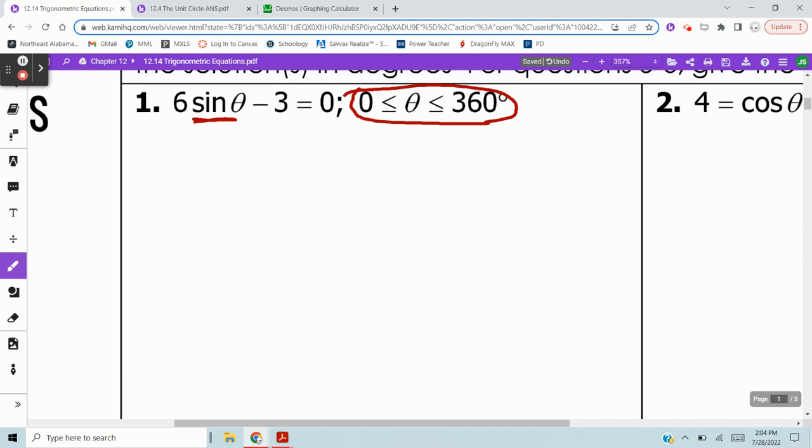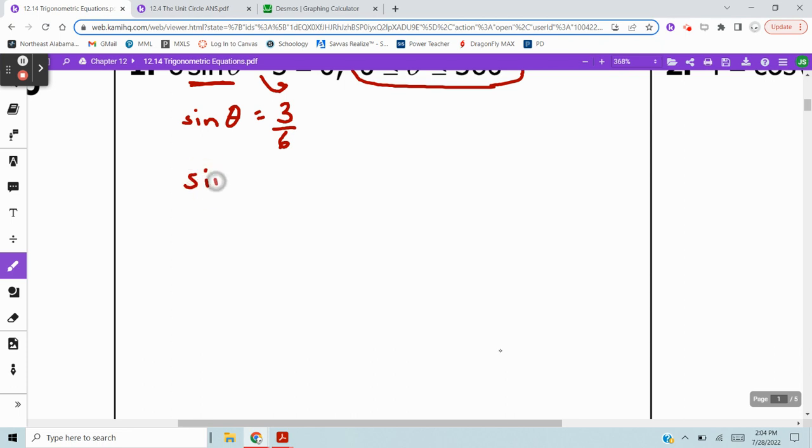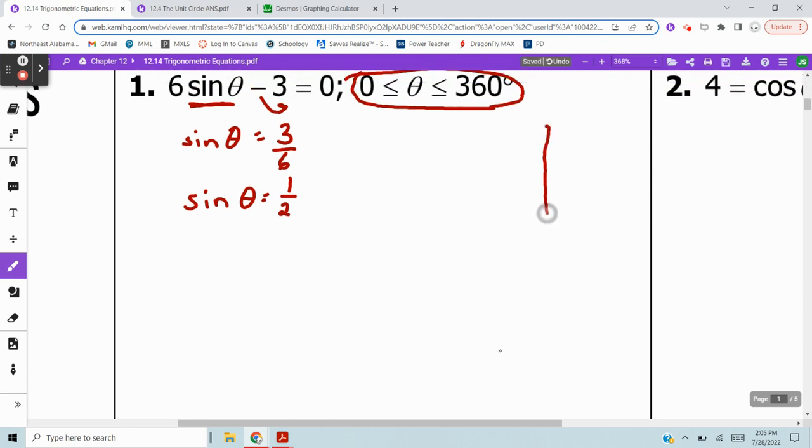So step number 1, we're going to isolate the sine value. We're going to move the minus 3 over just like we would if it was a linear equation. So we now have 6 sine of theta equals minus 3 turns into plus 3 as we move it over. We're then going to divide by 6, and it gives me the sine of theta is equal to positive 1/2. And notice that I said positive 1/2, because that's super important, because the next thing we've got to ask ourselves is, okay, where is sine positive? Because we might have multiple answers here.